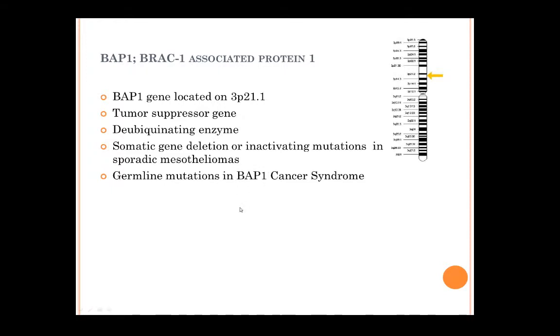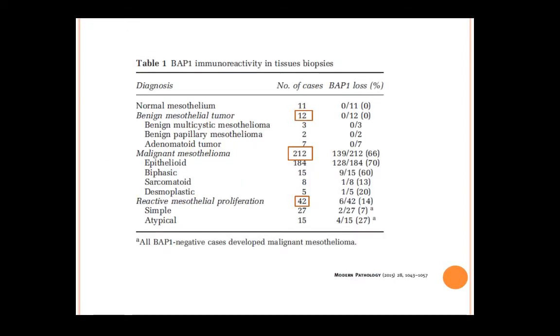predisposes the patients to different kinds of cancers, including malignant mesothelioma, cutaneous and uveal melanomas, and different kinds of carcinomas. And this has been described in BAP1 cancer syndrome, which is inherited in an autosomal dominant way. Somatic gene deletion or inactivating mutation in BAP1 with double hit inactivation results in loss of BAP1 gene, and this is seen in more than 50% of sporadic mesotheliomas. And loss of BAP1 can be detected by either immunohistochemical stains or by FISH analysis.